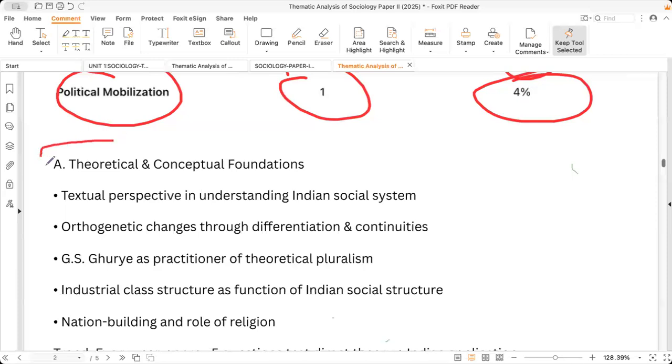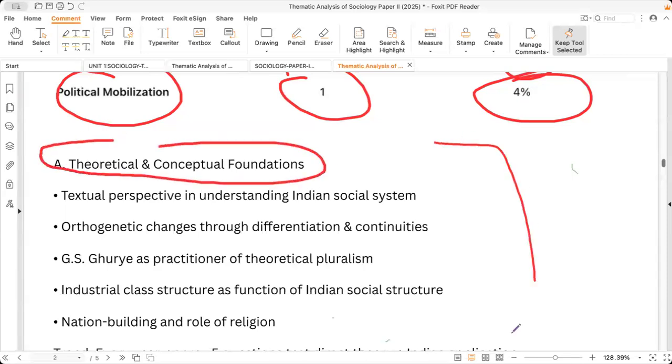Now let's look at the theoretical and conceptual themes one by one, and what has been asked in sociology paper 2 in 2025. In terms of theoretical and conceptual foundation, what is the foundation of sociology paper 2? So, the textual perspective in understanding the Indian social system. What is the textual perspective? The textual perspective is the book view. A book view is when you are seeing society just in terms of what has been written in the scriptures and historical documents. You are not going and doing field studies. You are not going and studying the ground reality.